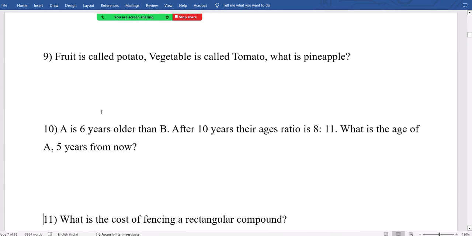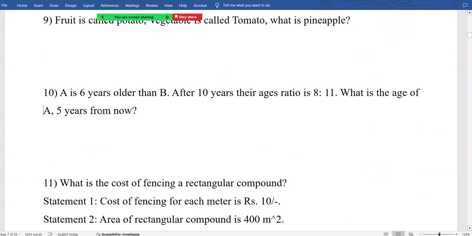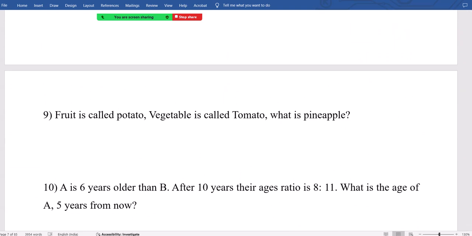Yeah, this is regarding coding and decoding. The ninth one. The 10th one is related to ages. You can see that they mentioned ages as well. Fruit is called potato. Vegetable is called tomato. Pineapple is a fruit, so we should call it potato, because they defined that, right? Don't extend it to potato is vegetable, vegetable is called tomato, answer is tomato. Nothing like that. Read the last line. What is pineapple? Pineapple is a fruit. In the question, fruit is called potato. Stop there. Don't extend it. Right. Next question related to ages.